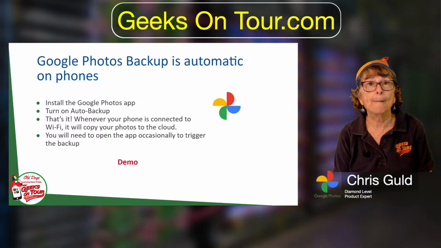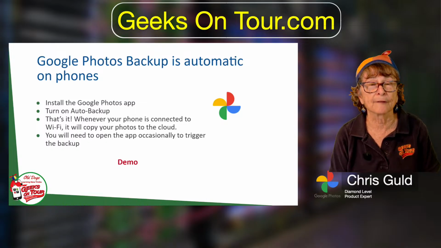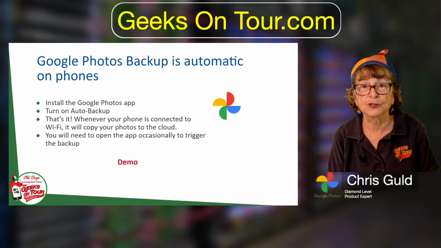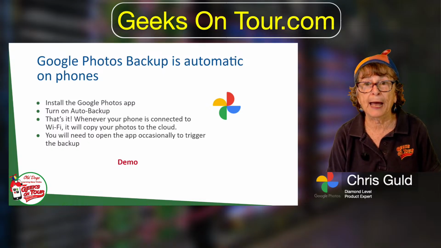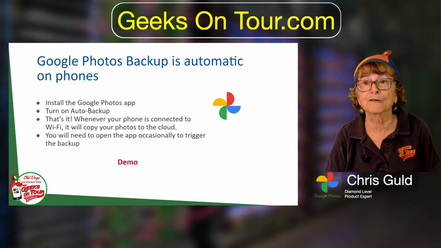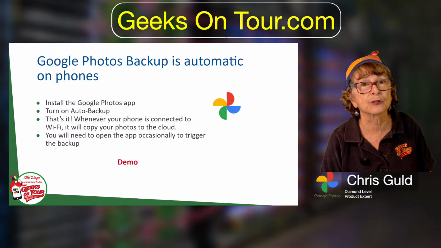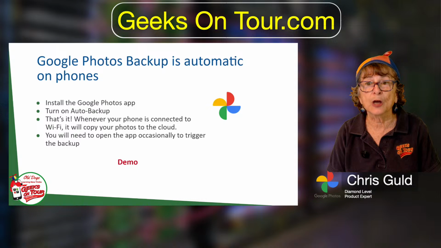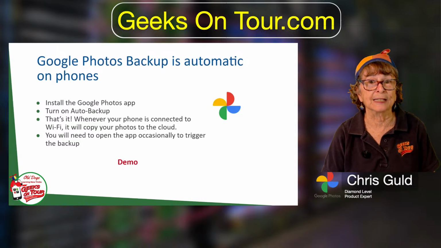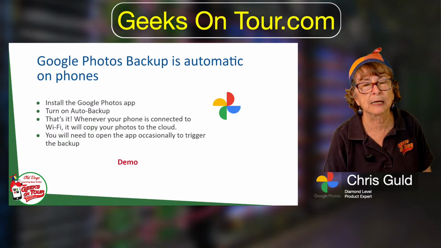And Google Photos backup is automatic on phones. All you have to do is install the app, turn on auto backup, and that's it. Whenever your phone is connected to Wi-Fi, it will copy your photos to the cloud. You will need to open the app occasionally to trigger the backup, and that's both on iPhone and on Android, but it seems more prevalent on iPhone.